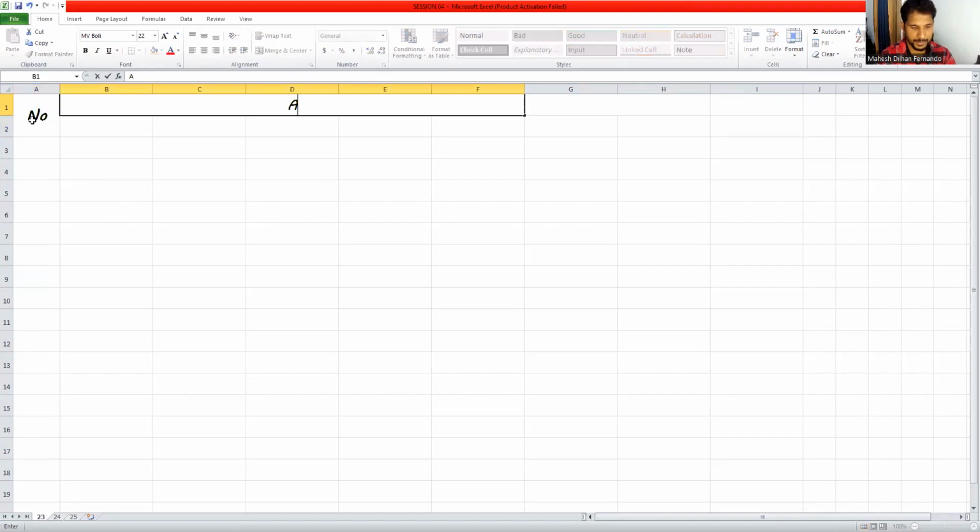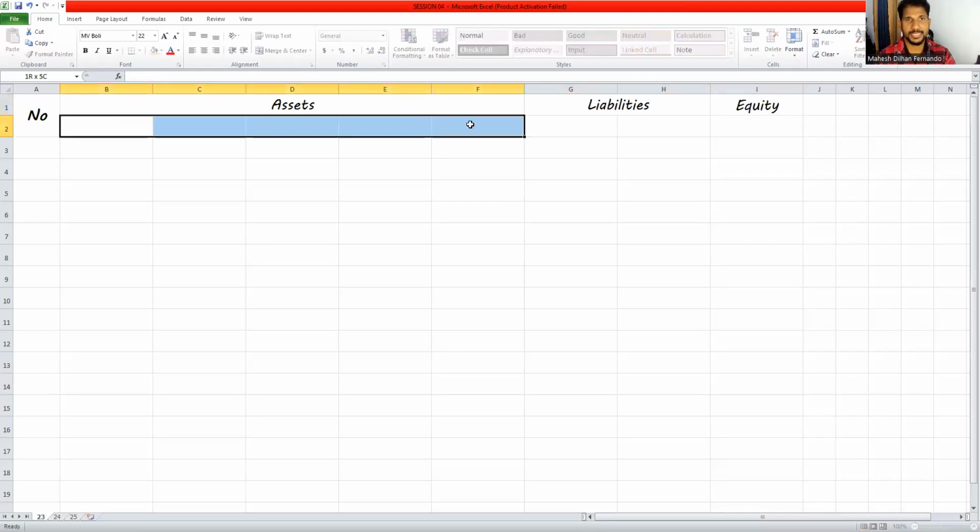Number, assets, liabilities, equity. The assets are as follows. We group the assets.